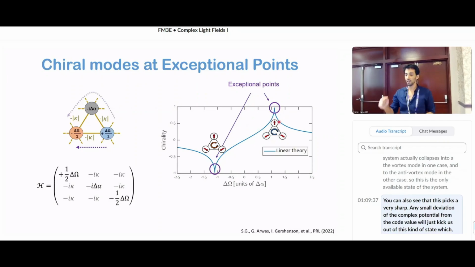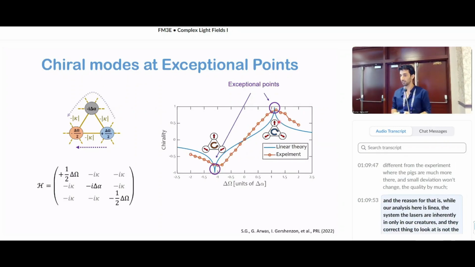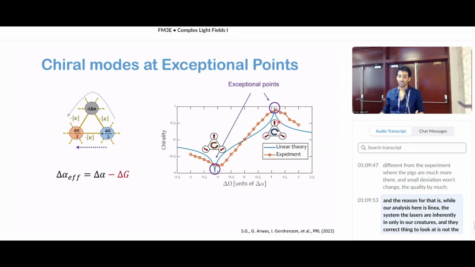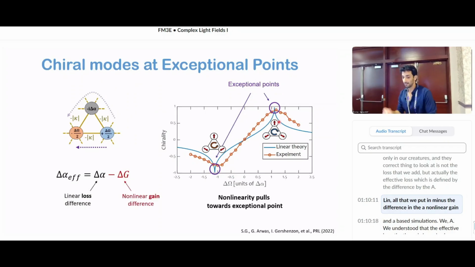Any small deviation of the complex potential from the correct value will just kick us out of this chiral state, which is different from the experiment, where the peaks are much broader and a small deviation won't change the chirality by much. And the reason for that is that while our analysis here is linear, the lasers are inherently nonlinear creatures. And the correct thing to look at is not the loss that we add, but actually the effective loss, which is defined by the linear loss that we put in, minus the nonlinear gain.